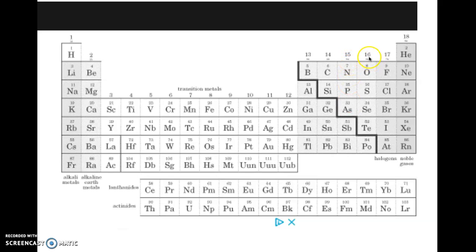I'm sorry, group 15. Group 16, oxygen group, oxygen, sulfur, selenium, tellurium, 6 valence electrons. Group 17, fluorine, chlorine, etc., all of these, 7 valence electrons. And in this last group, helium has 2 valence electrons, while neon on down has 8 valence electrons. Mark those down so you know how many valence electrons are in each group. The lanthanides, actinides, and the transition metals all will have varying valence electrons, and we'll get back to that in a second.